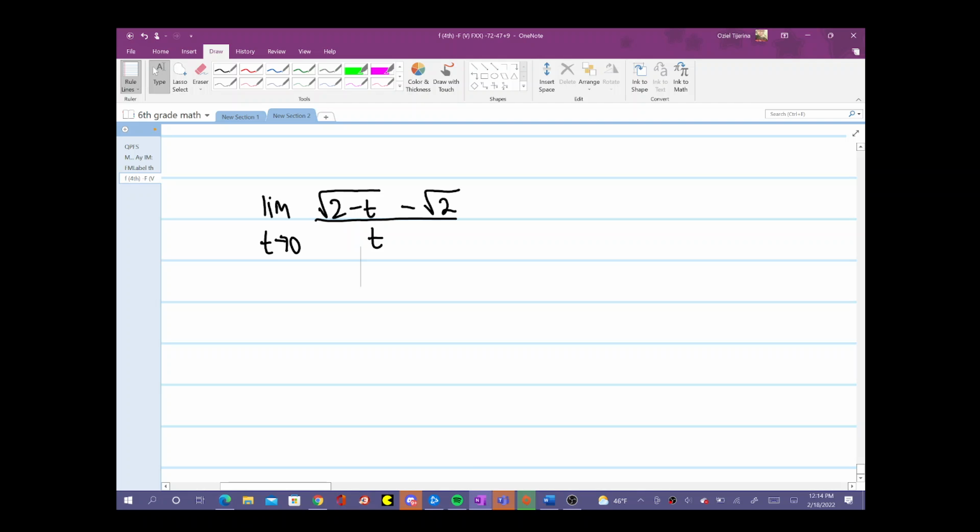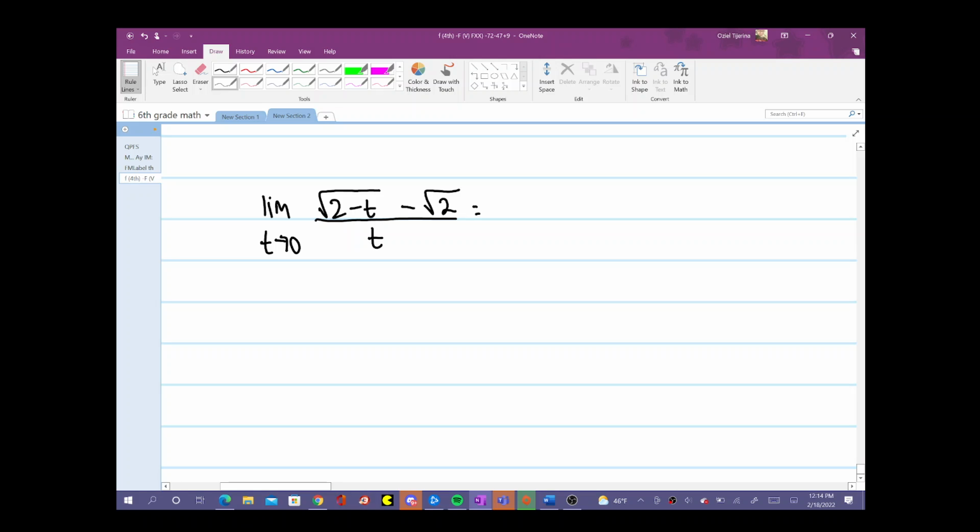Hi guys, I wanted to make this really quick video on how to do the limit as t approaches 0 of the square root of 2 minus t minus the square root of 2, all over t. This is the derivative, by the way. Basically, we're going to simplify this limit.